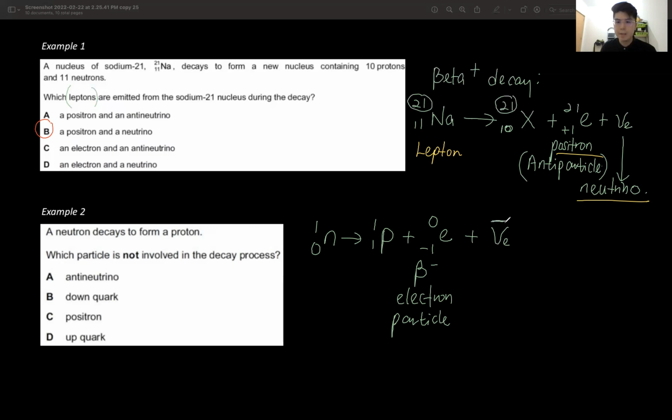So antiparticle, go back to the list I showed on the board just now. You have a bar here, right? The symbol for the anti-electron neutrino.